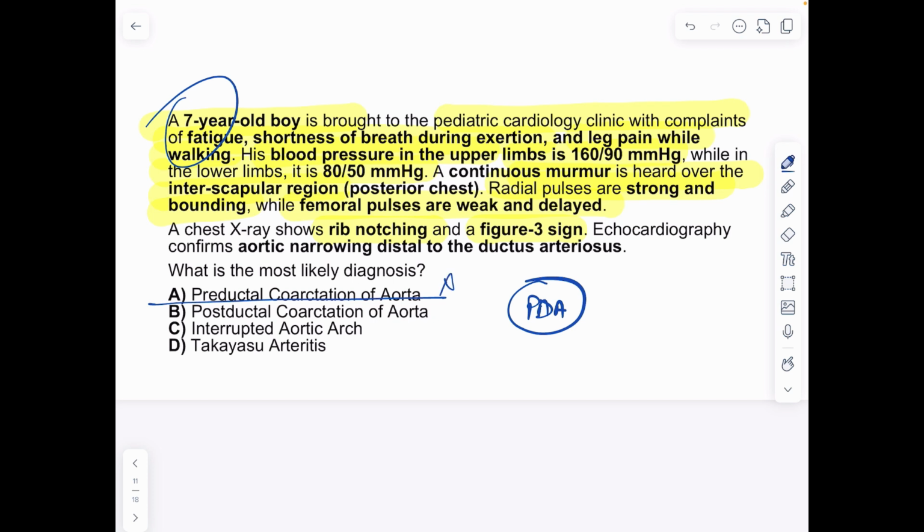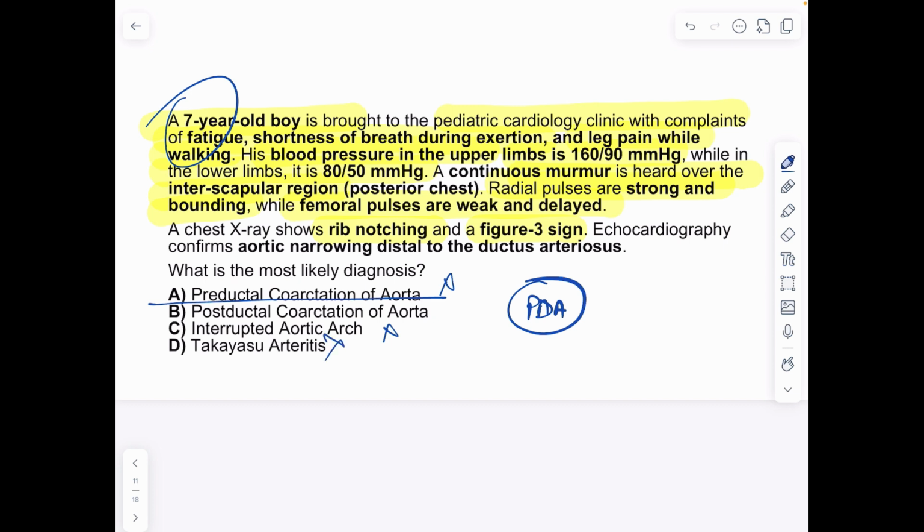Now, why is it not interrupted aortic arch? Because it will lead to complete discontinuity of the aorta. So it is lethal without immediate surgery, and no such features of extreme cyanosis or shock at birth are presented to you in the question. So it is also ruled out.